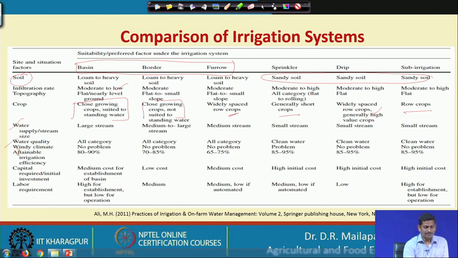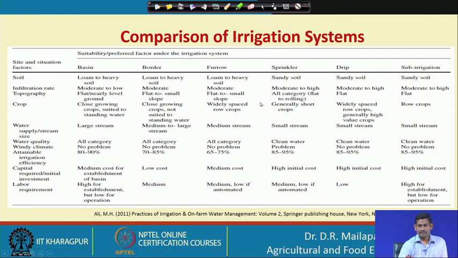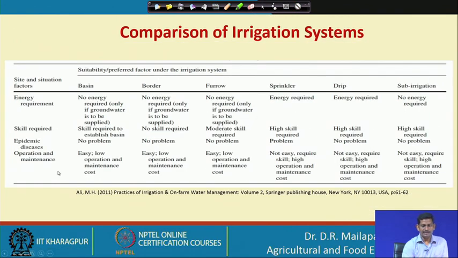Similarly, there are other parameters we can go through, like labor requirement, capital, windy climate. And there are a few more things, like energy requirement, right. Energy requirement: basin, border, furrow do not require any energy. Sub irrigation does not require it either, whereas sprinkler and drip require energy because you have to pump the water through the filtration system and the whole system.